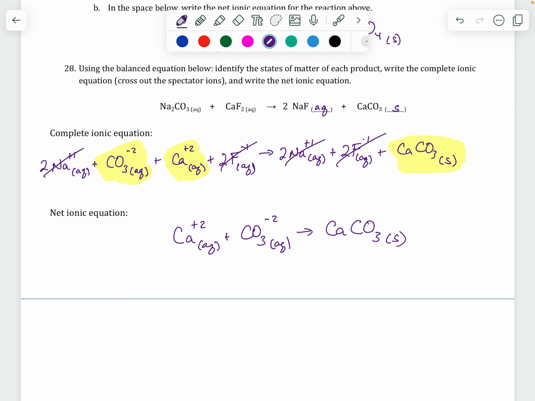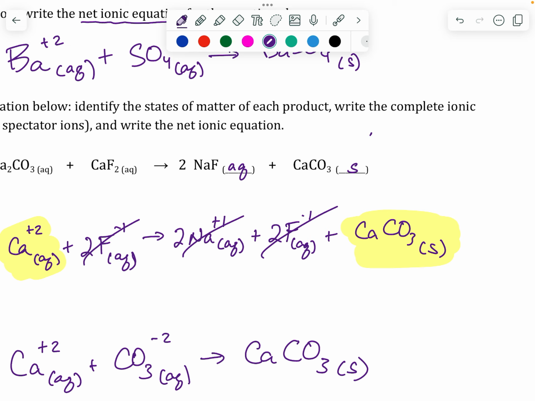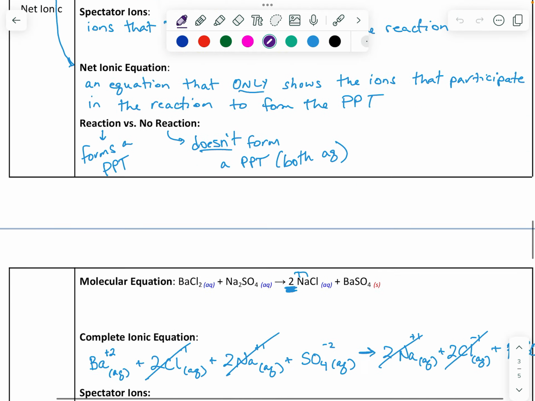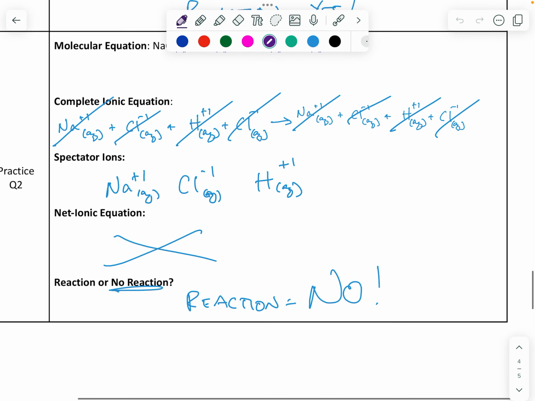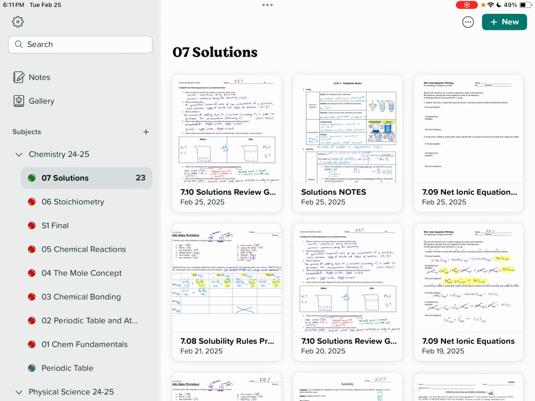All right, so hopefully this helps. Just remember that if ever I end up with 2 aqueous products, and I'll show you that real quick, 2 aqueous products, everything breaks apart and there is no reaction because everything is dissociated. There are no solids formed. So that's just something to be aware of too.